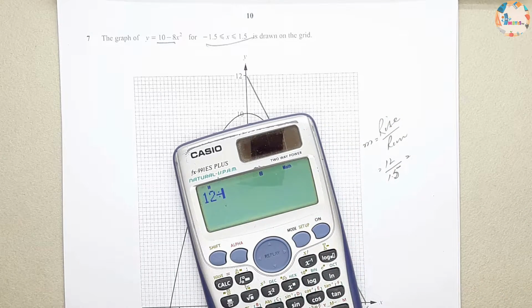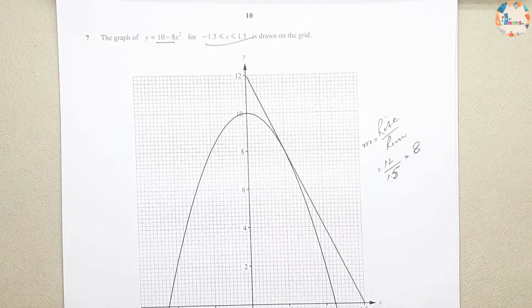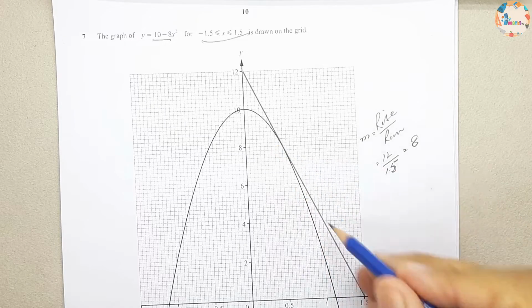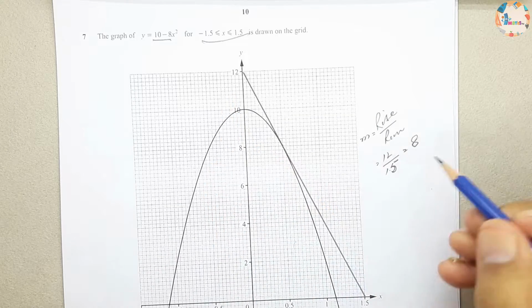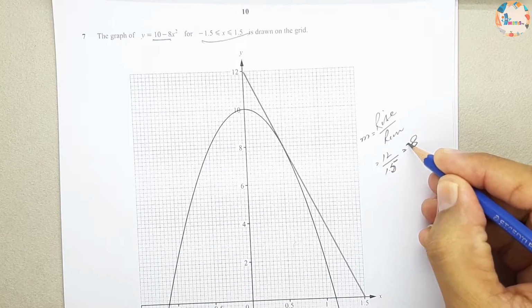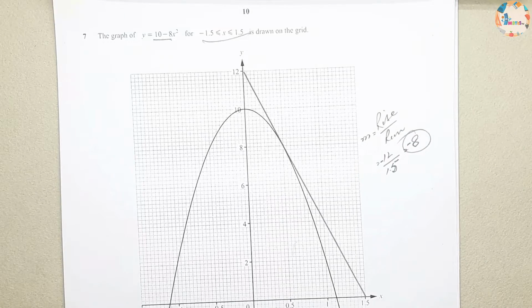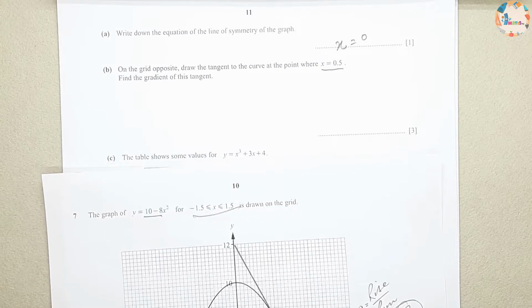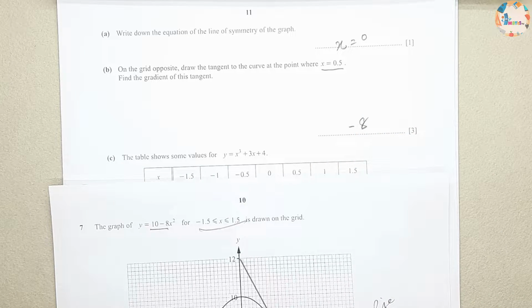12 divided by 1.5 will be equal to 8, so we can write this one as 8. But as we know that the right side of this line is down and the left side is up, so our gradient will be negative, so we can add a negative on this side. So our slope or gradient will be -8, so we'll write here -8.